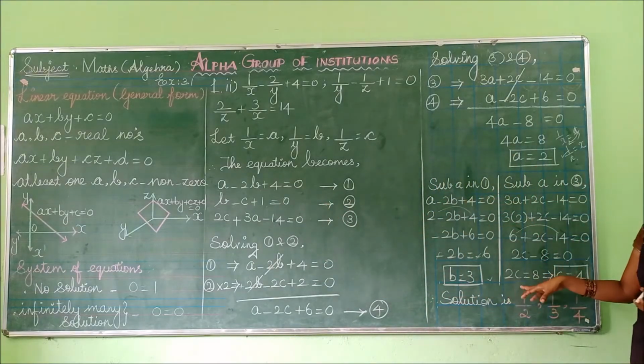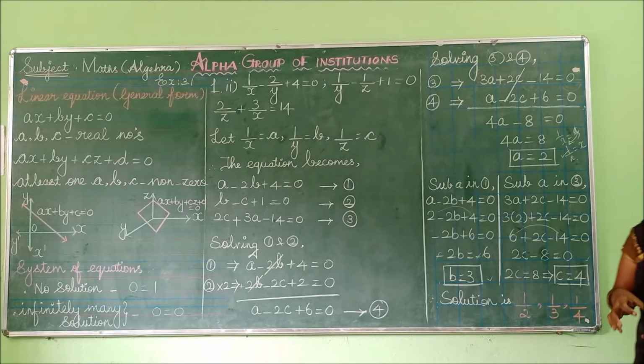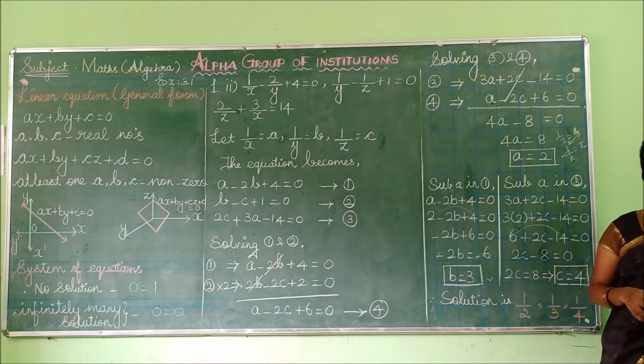At last, don't forget to do this step. You can't simply write 2, 3 and 4. You have to substitute in that format: a is equal to 1 by x, b is equal to 1 by y, and at last c is equal to 1 by z.